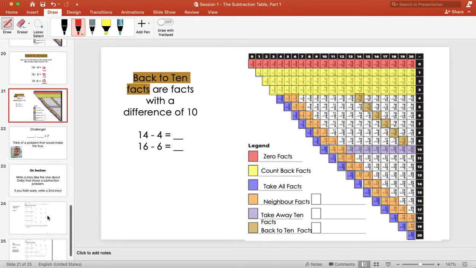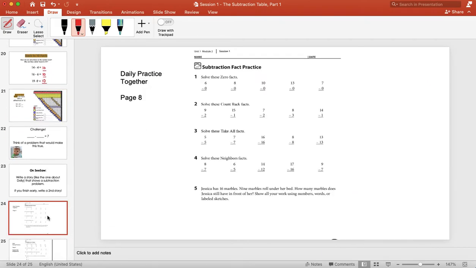All right, we're going to go here to our practice page. So this is daily practice together, page 8 in your Bridges workbook. I'm going to have a Google slide for you to turn this in. Okay, so you're going to turn in 2 pieces of paper today. You're going to turn in this subtraction fact practice, page 8, and then you're going to turn in another page, and I will show you that one after.